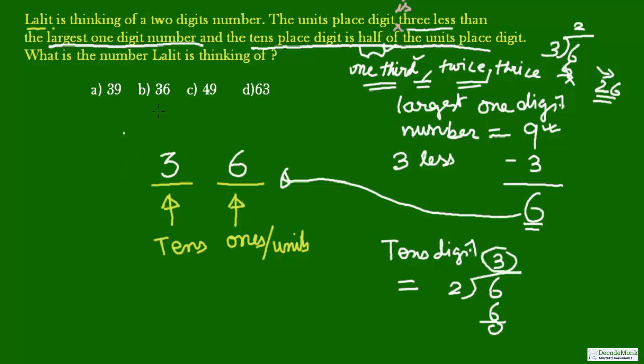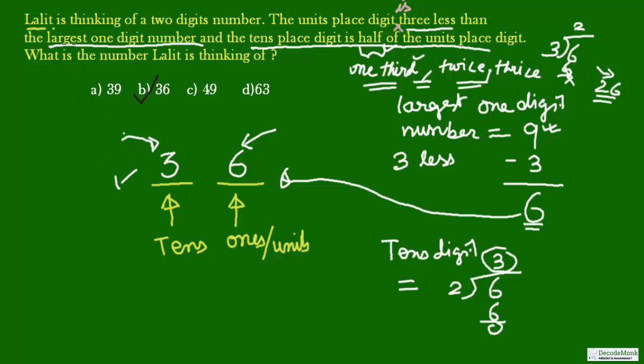So the answer to this particular question: the units digit is 3 less than 9, the largest one digit number, and the tens place digit will be half of 6, that is 3. So the answer is 36, which is option B.